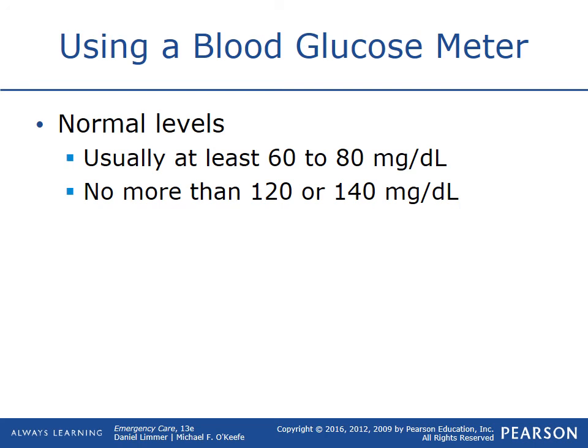So your normal levels, usually 60 to 80, depending on when they've eaten. Anything less than 60 is a bad finding, but anywhere really from 80 to 120, 140, it's one of those things that, depending on the person, when they've eaten, everything, there's a wide range that goes into this.